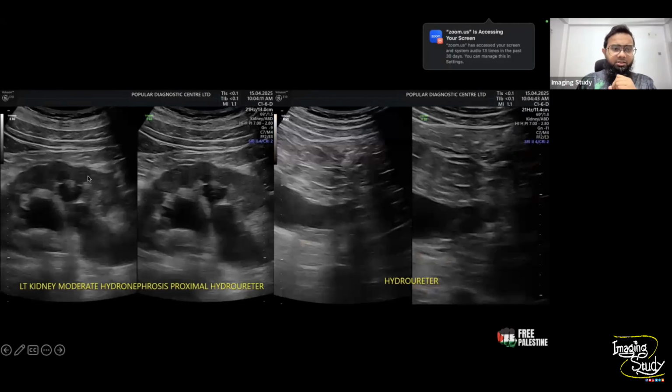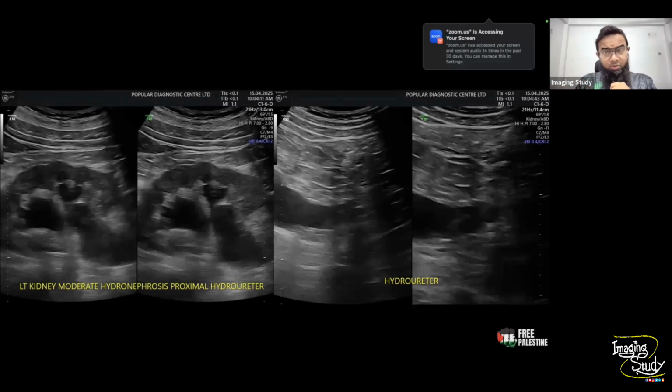So here is the picture. You can see the left kidney is showing about moderate hydronephrosis or grade 3 hydronephrosis. But when we try to trace, the ureter is dilated. And if you trace it, we can see it up to the mid-ureter. And after that, we couldn't actually detect the ureter.